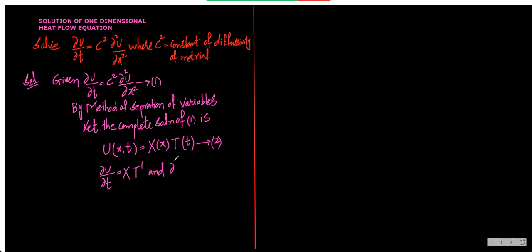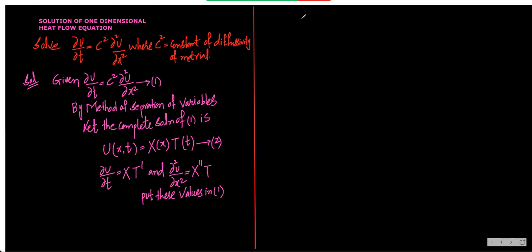And dou square u by dou x square: similarly, we keep t as it is and take the derivative of x two times, giving X double dash of T. Now take these two values and put them in equation number 1. What does this become?